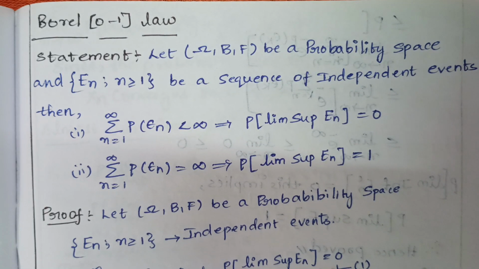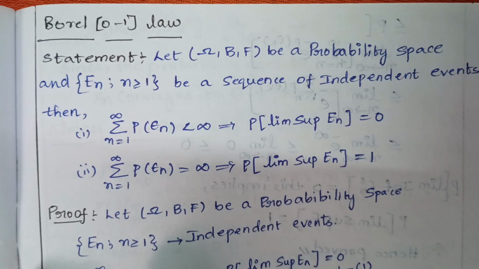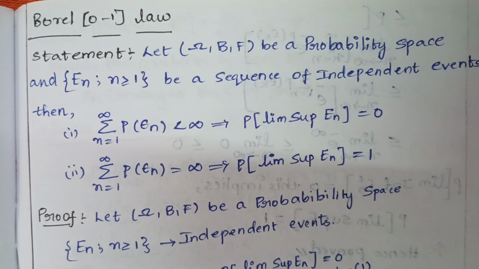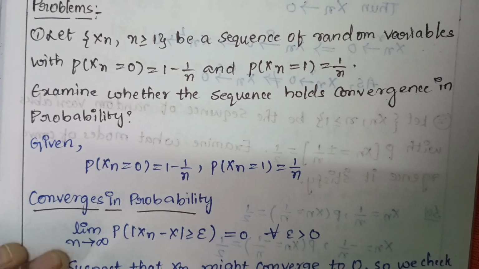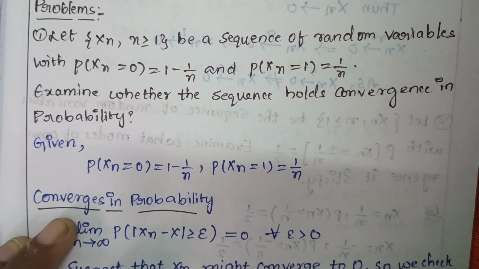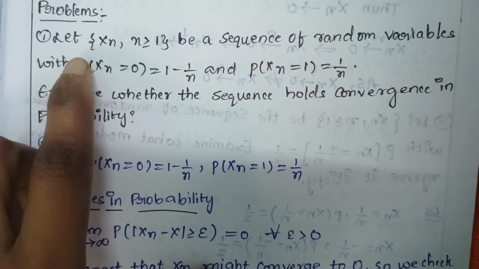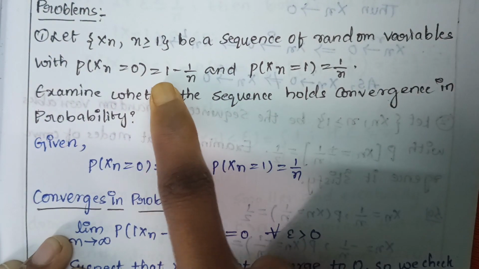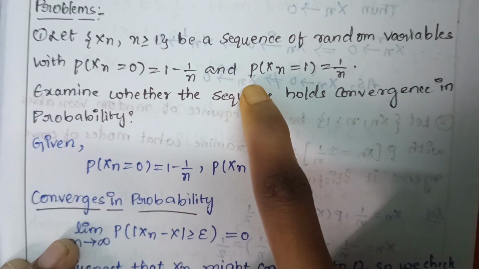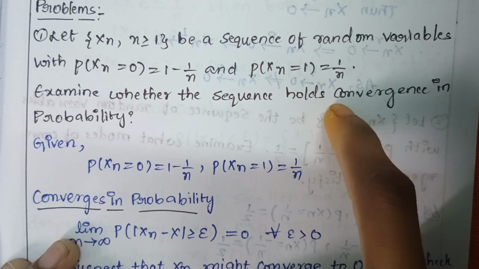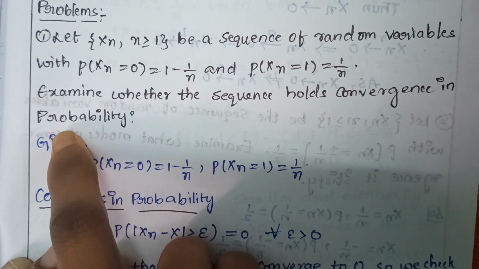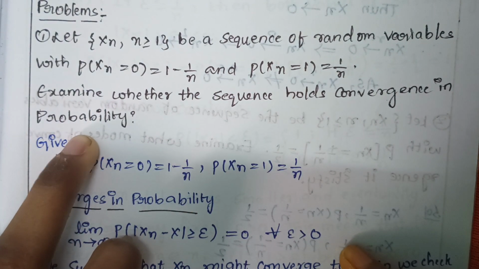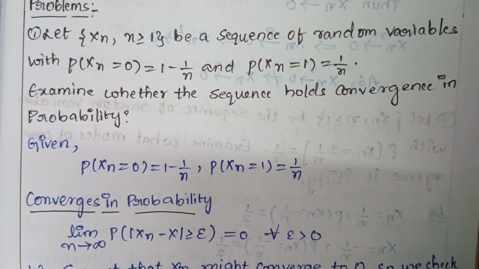And the Borel-Cantelli lemma is asked for the long answer type question. This is the theorem. Previously I spoke about the problems, right? In this way, the problems may be asked. If the probability of Xn equals 0 is this one, and the probability of Xn equals 1 is this one, then examine whether the sequence converges in probability or not. These types of problems may be asked for the long answer type questions.